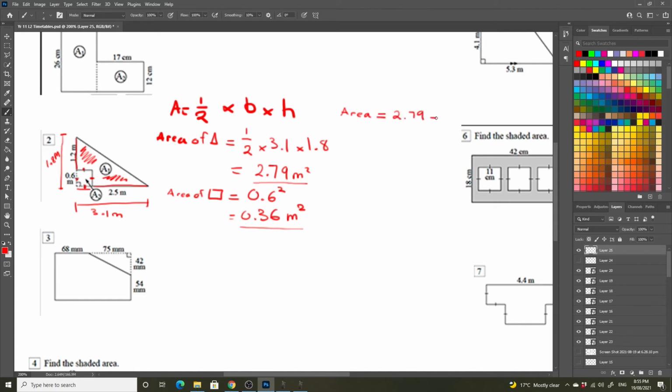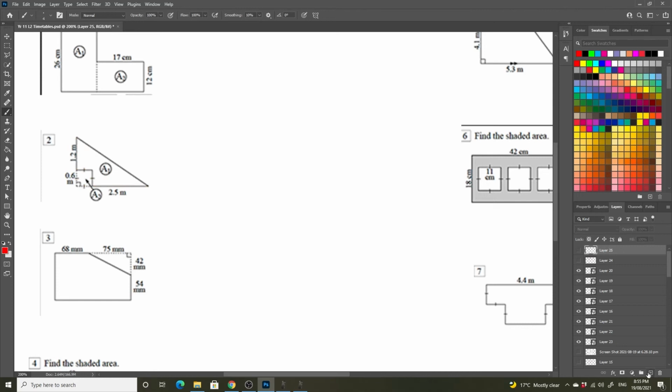2.79 minus 0.36, so that's 42.43 meters squared. And that's how you solve number 2. Alright, so let's look at number 3.